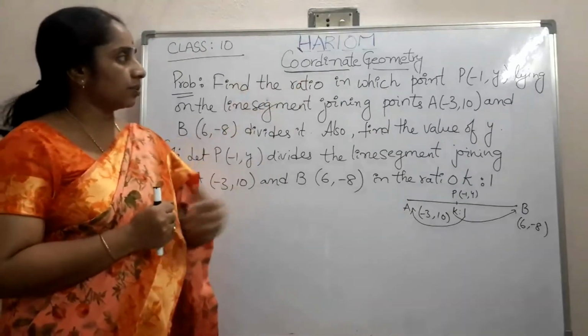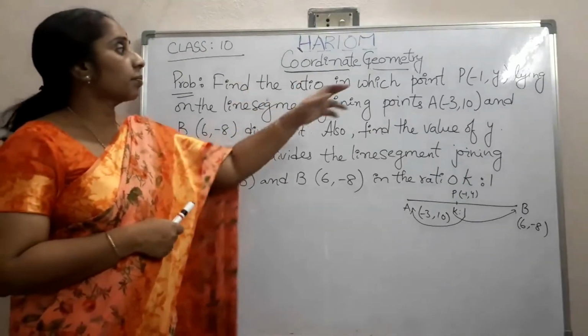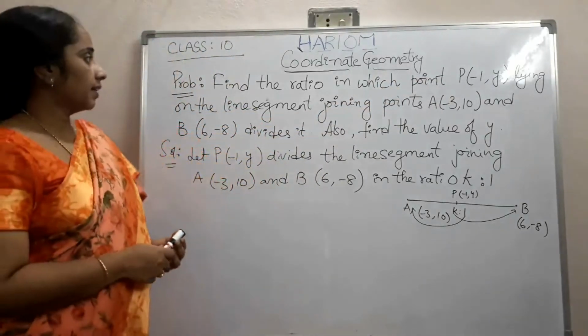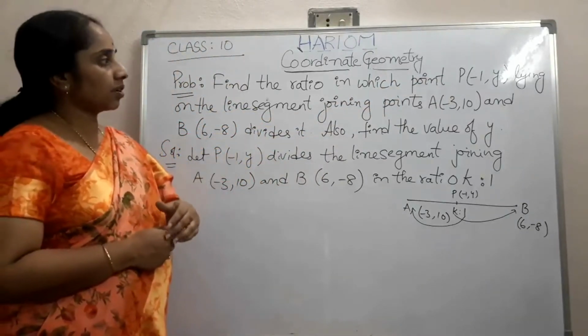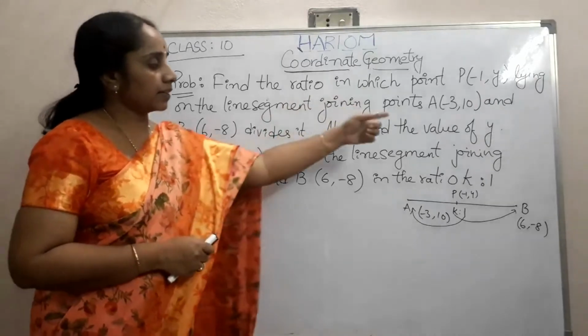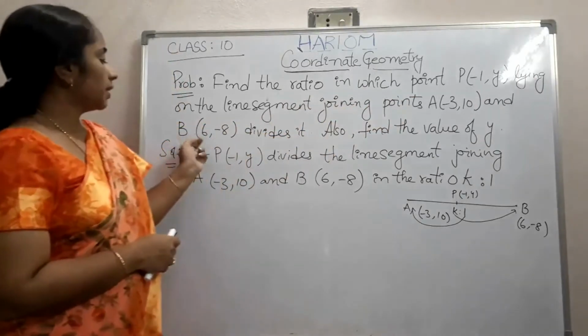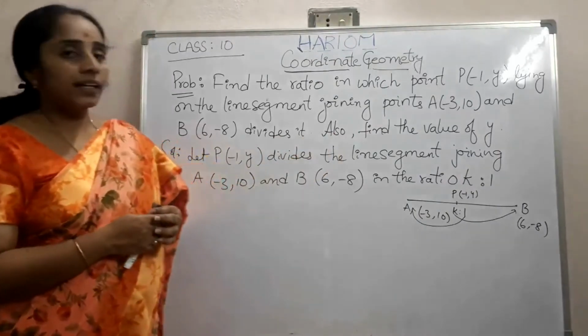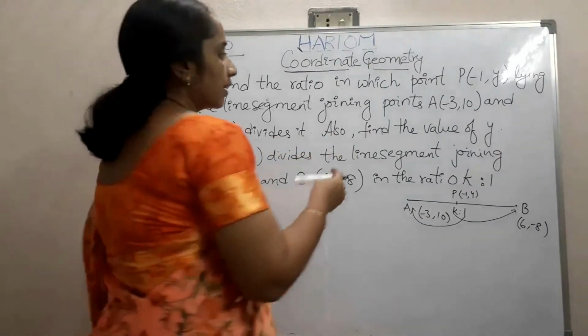Find the ratio in which point P of minus 1 comma y, lying on the line segment joining points A minus 3 comma 10 and B 6 comma minus 8, divides it. Also find the value of y.